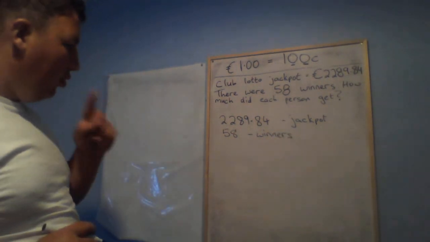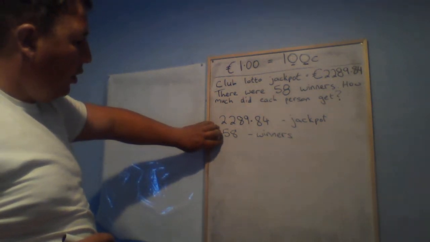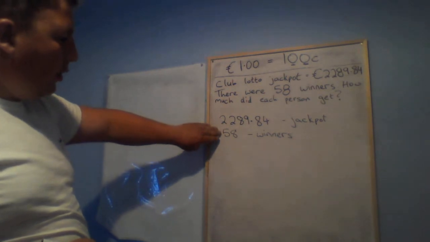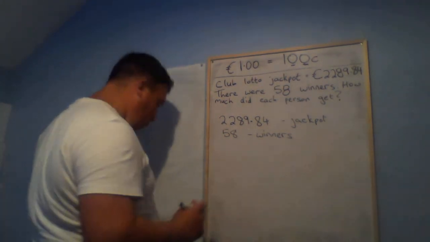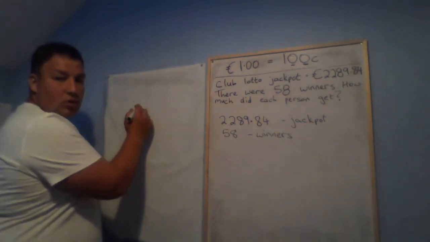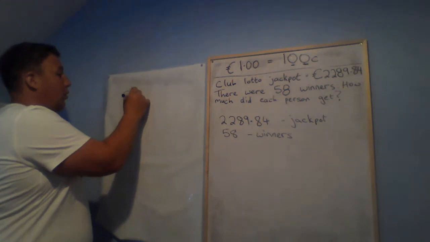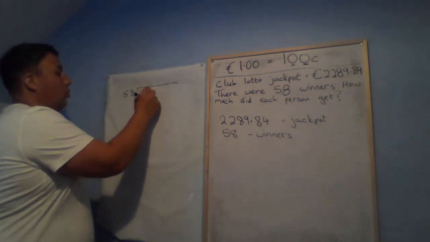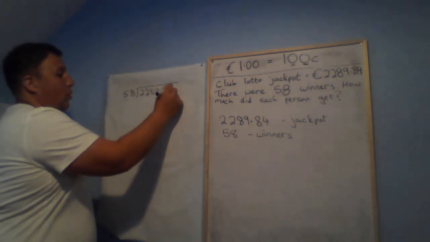Now the way that we find out, then there was 58 winners, so we have to divide our jackpot by the amount of winners. Alright, so it's a long division. I'll do it over here actually, just because there's more room. So 58 into 2289.84.